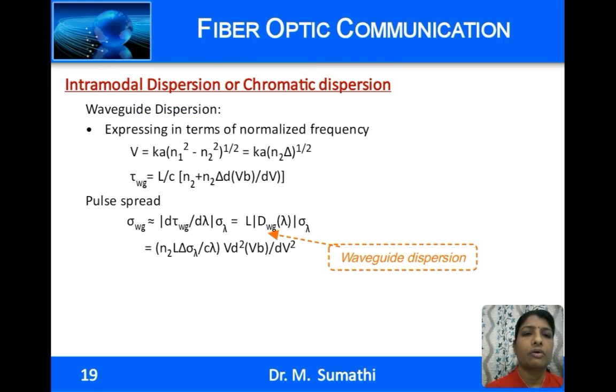And we know the normalized frequency V is equal to 2 pi a by lambda into root of n1 square minus n2 square. Using that expression, we can express the group delay in terms of normalized frequency, and the pulse spread is determined, where dWg is the dispersion due to waveguide dispersion.